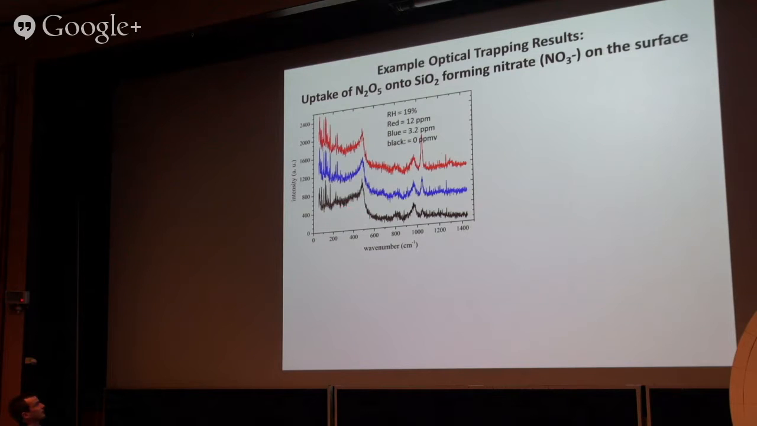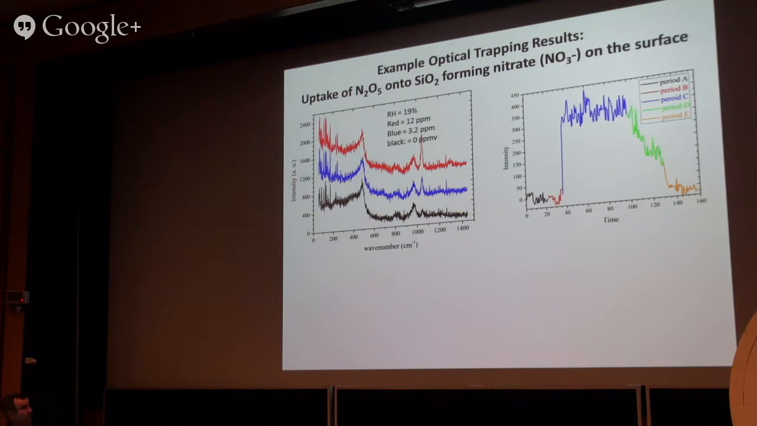So we're looking at silica here. Again, we've done other particle species, so this is what silica on its own looks like. It's got its characteristic kind of shoulder about 500 wavenumbers. And then as we put some N2O5 in there, we start seeing this nitrate peak increase. You put more N2O5 in here, that goes up. So that wasn't so surprising.